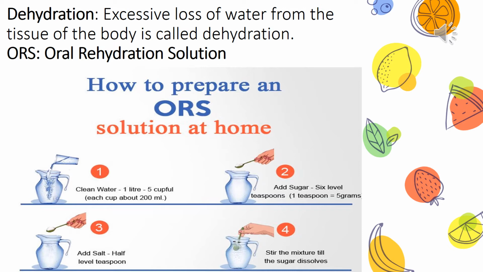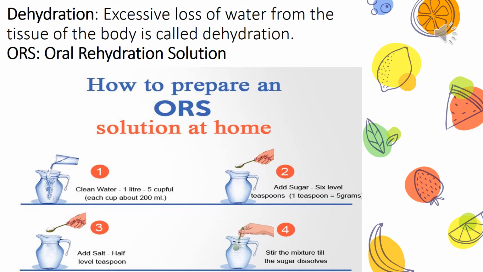Children, drinking water means hydrating the body. Okay, there is a condition called dehydration. What is it? Excessive loss of water from the tissue of the body is called dehydration. Diarrhea, vomiting, and excessive bleeding cause this dehydration. Dehydration causes loss of sugar and leads to weakness in the body. Okay? One should drink enough water to prevent dehydration.